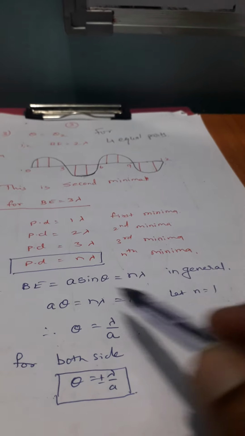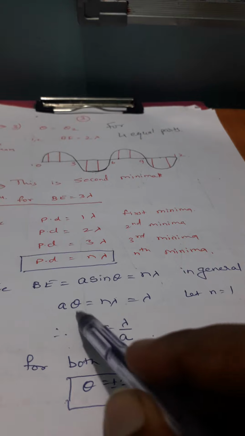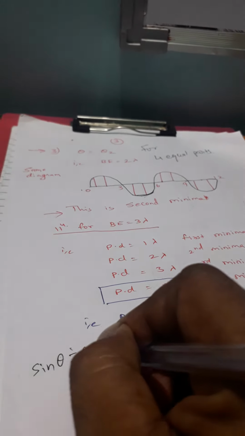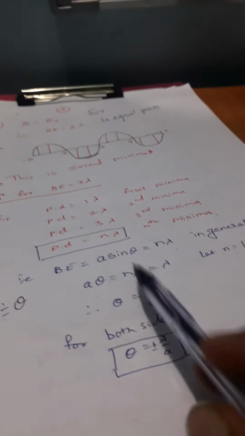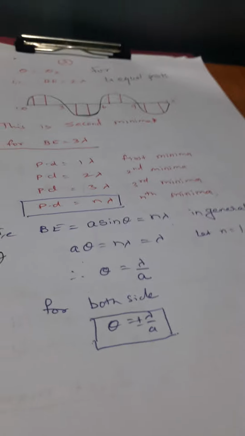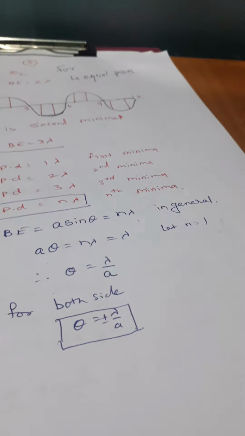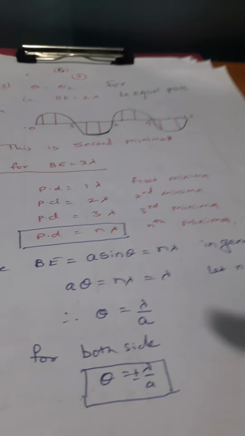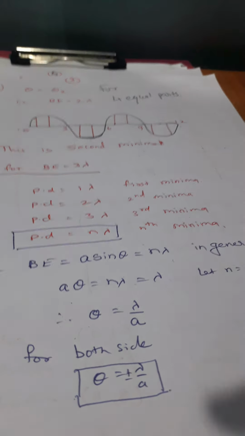In general, because theta is very small, sine of theta is approximately equal to theta when theta is very small, so a theta is n lambda. So we have theta is equal to lambda by a, and if you have it for both sides, because the diffraction pattern you are going to get on both sides, so plus minus lambda by a. That's about the minima. Okay, now let us talk about maxima.